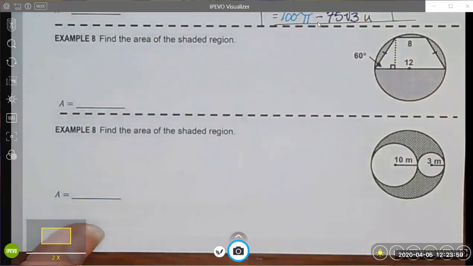If that last example didn't make your head spin, this one surely will. I'm going to check my focus real quick just to make sure we can see clearly.